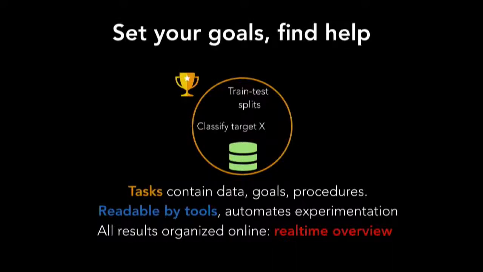You can then create a task. And a task basically tells people what you want to do with your data. A typical case is that you want, for instance, to do classification. You want to predict a certain target.